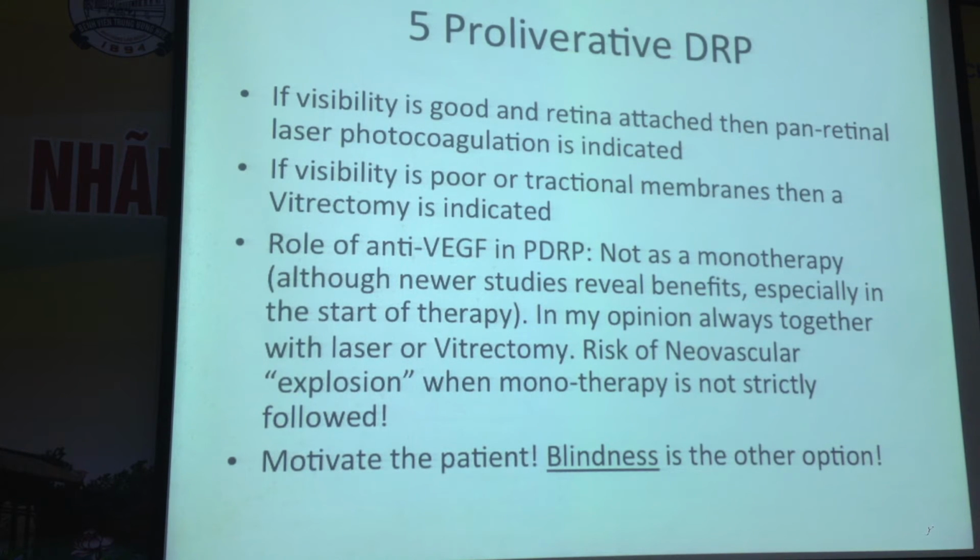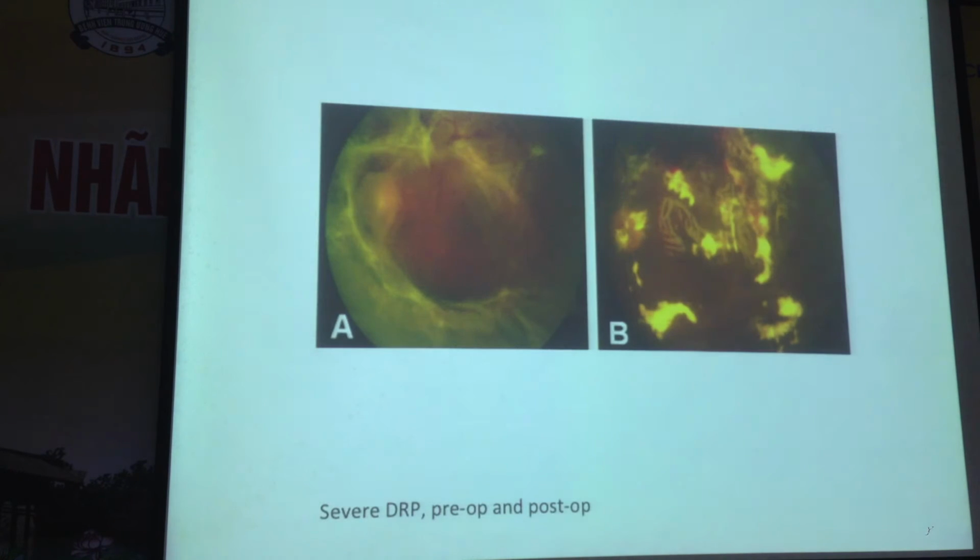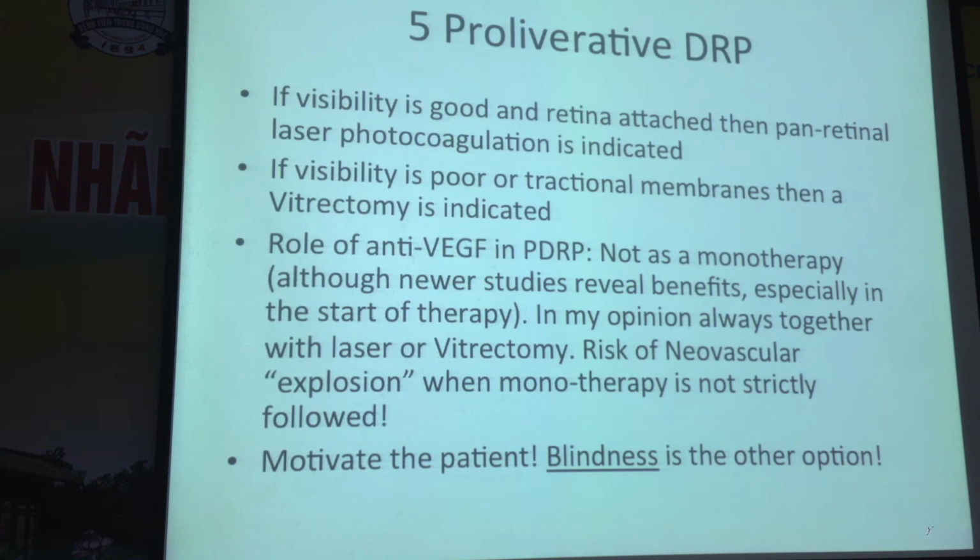Proliferative DRP, as it says itself, is with neovascularization. If your visibility is good, let me go one slide ahead and show you a nice image of a severe proliferative diabetic retinopathy. I saw one of these today in a consultation. If the visibility is good and the retina is attached, then panretinal laser can still be performed. Of course, if you have tractional retinal detachment, you need to do surgery. Or if visibility is poor, if they have a hemorrhage, you cannot do laser, of course.